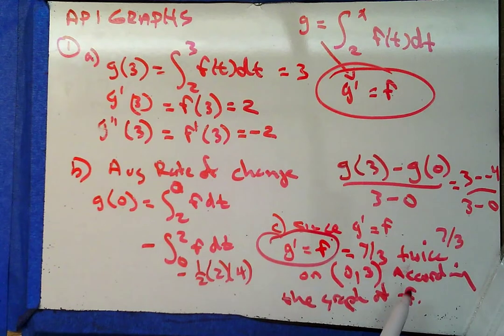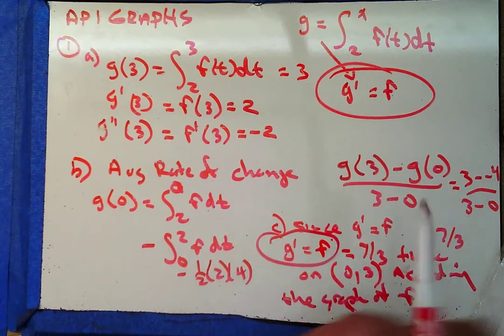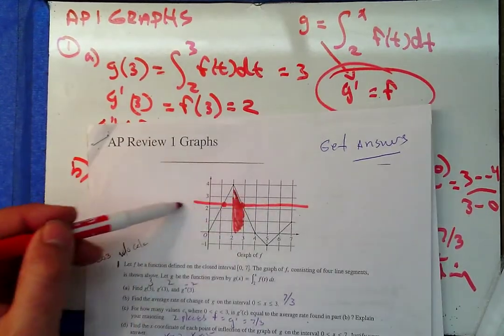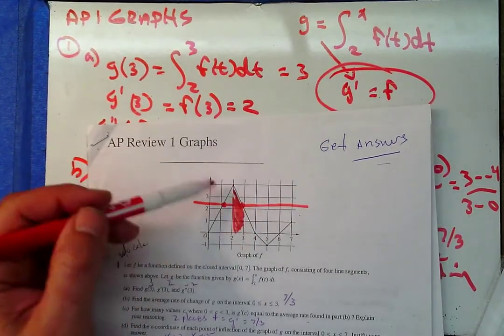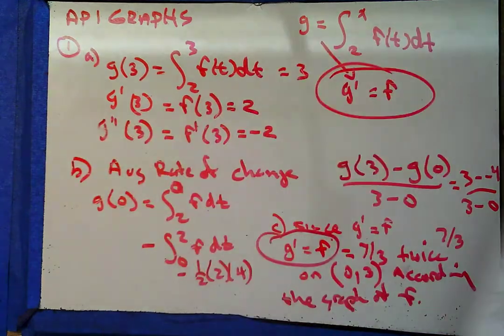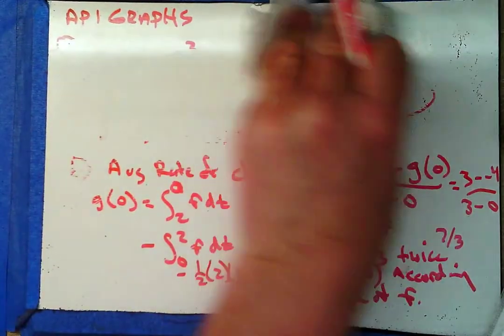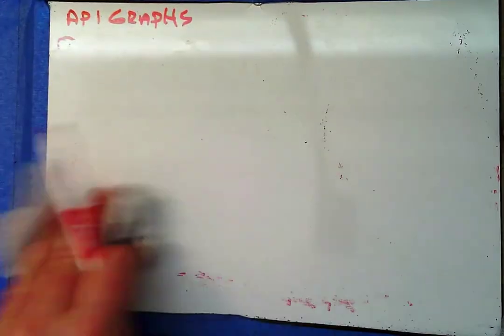If you feel like it, you could certainly say something about drawing this line, y equals 7/3, intersecting our graph of f in 2 locations. That might be better. That would certainly be bulletproof. I don't know that it's necessary to earn the point in this problem.